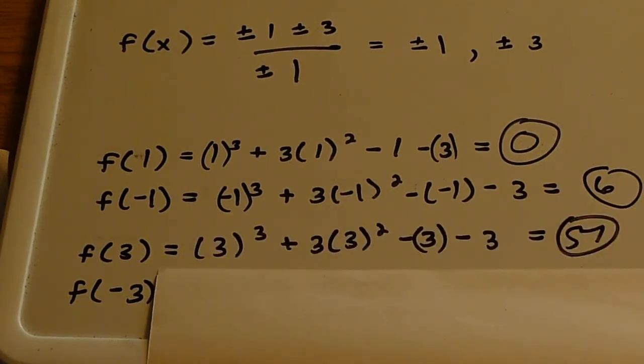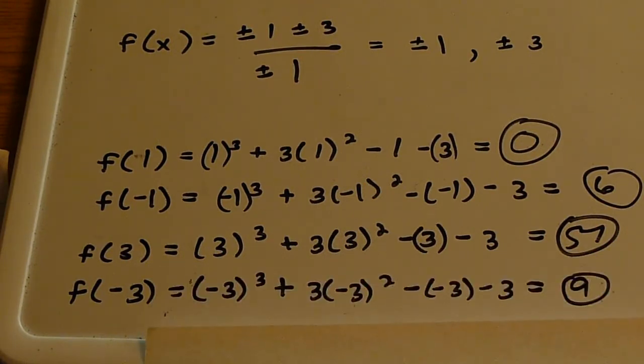Next 3, which you'll find to be 57. Then negative 3, which you'll find to be 9. And this shows that the only rational zero is 1 because it's the only one that equals 0 when you plug it into the polynomial.